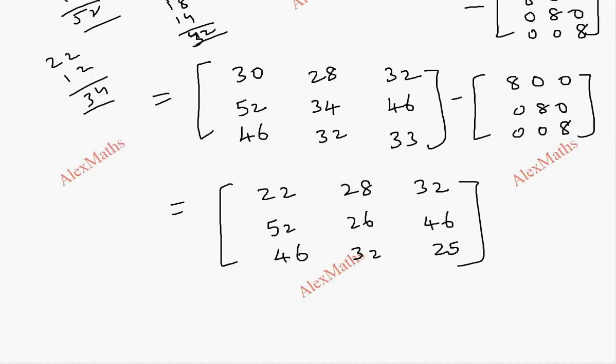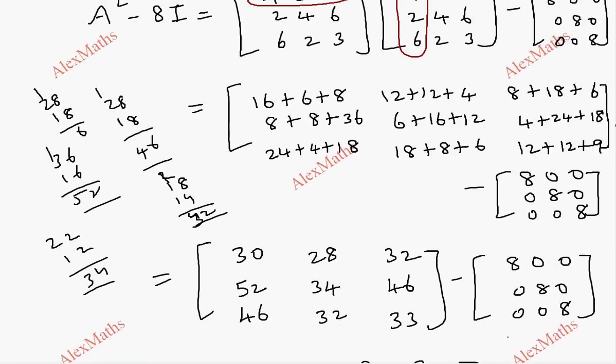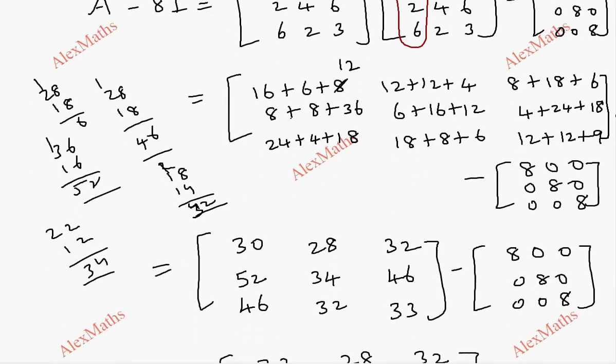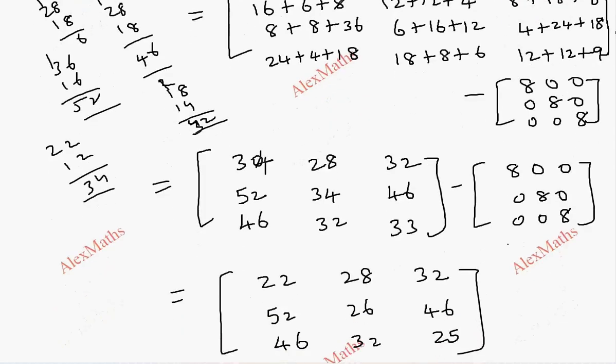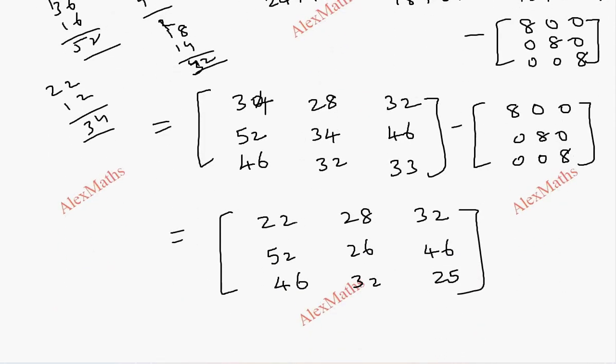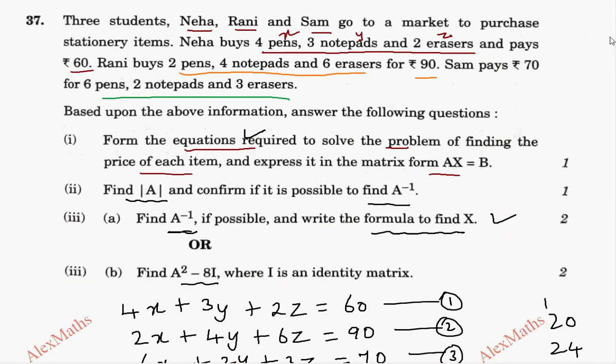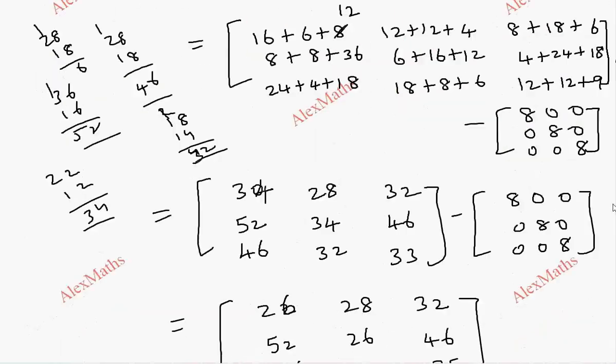A small correction. Here this is 12. So now this becomes 22 plus 12, so 34. Then 34 minus 8, that becomes 26. So this is our required final answer for the A square minus 8i.